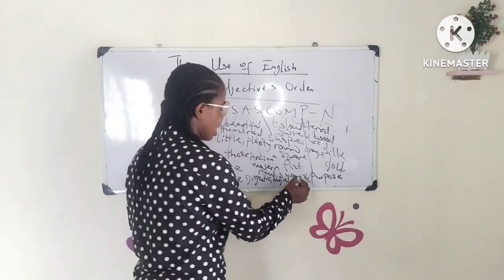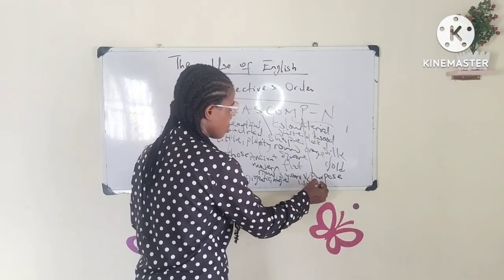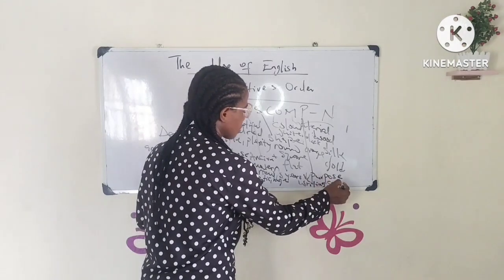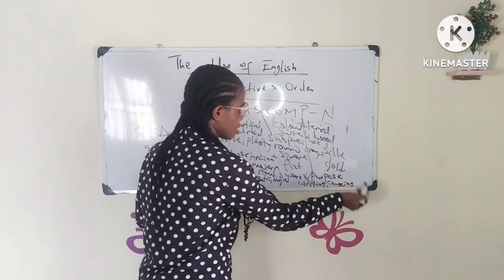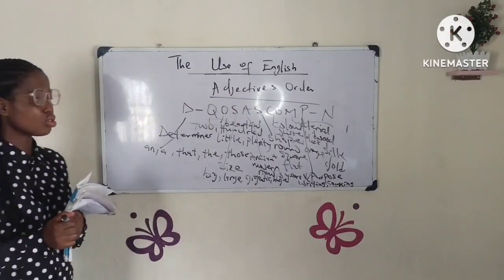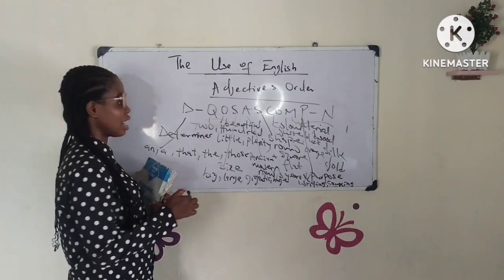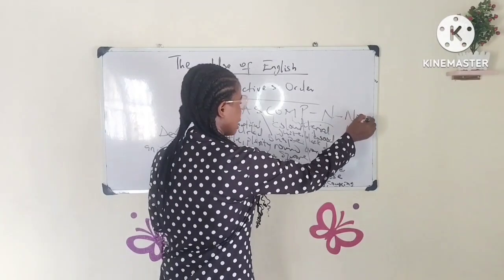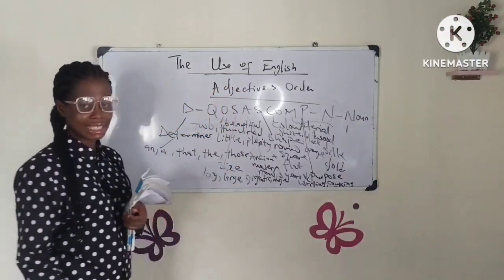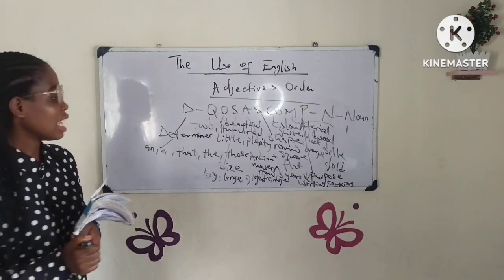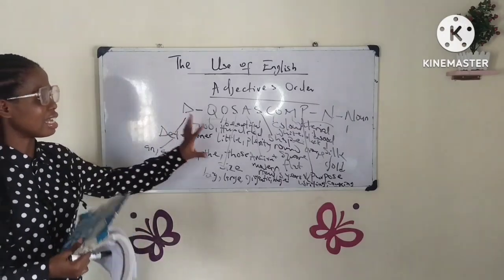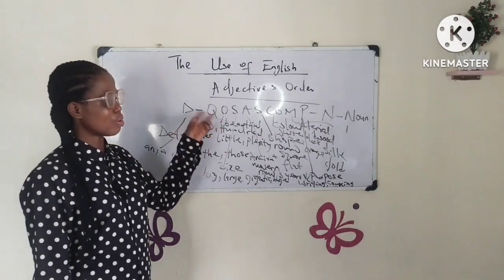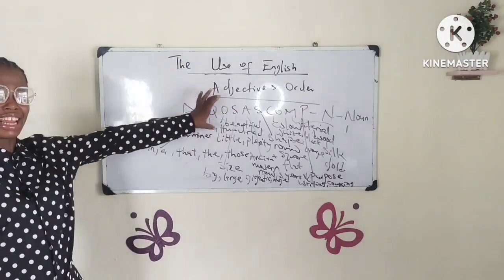Okay, writing. Maybe the noun is used for writing, cooking, etc. Okay, what is it used for? Now, lastly, we have the noun. The noun. Okay, the thing that is being described, the name of the thing that all of these adjectives are describing. Okay, so just memorize our mnemonic.